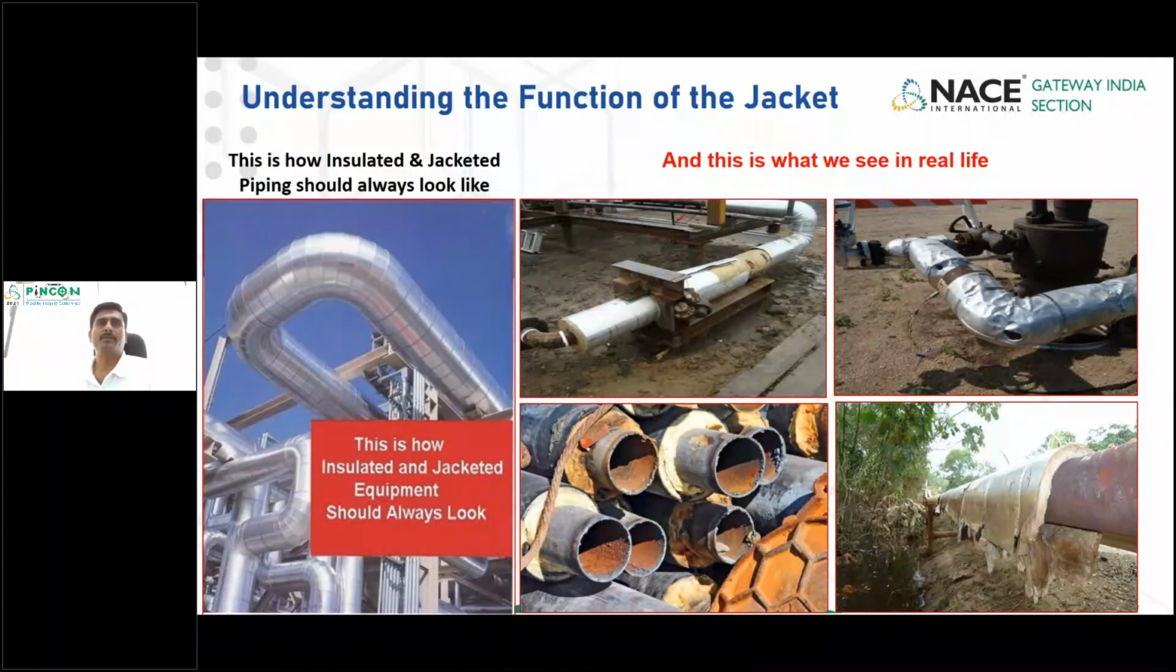Understanding the function of the outer weathering jacket, the picture on the left-hand side indicates this is how the insulated and jacketed pipe should always look like, but the picture on the right-hand side indicates what we see in real life. With conventional insulation system, it is expensive to build, even more expensive to run, painfully expensive to maintain.